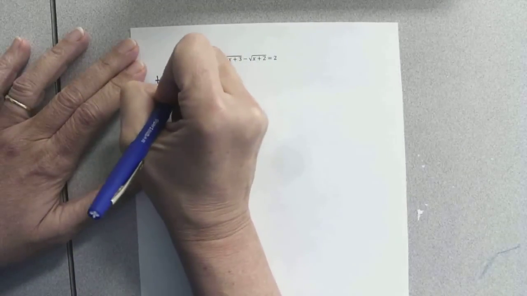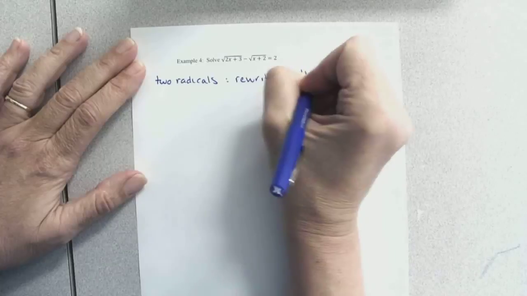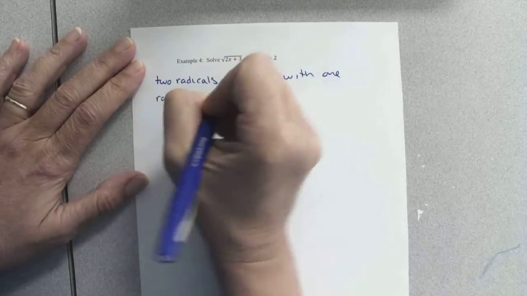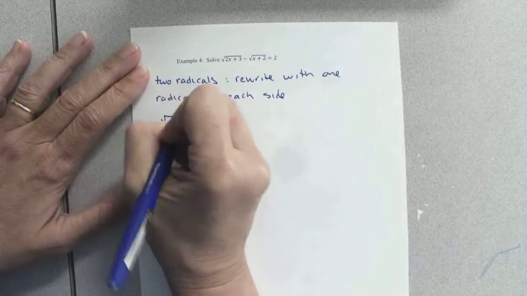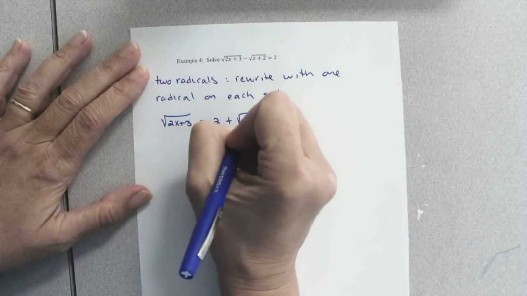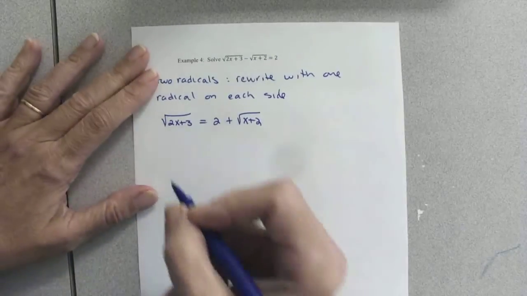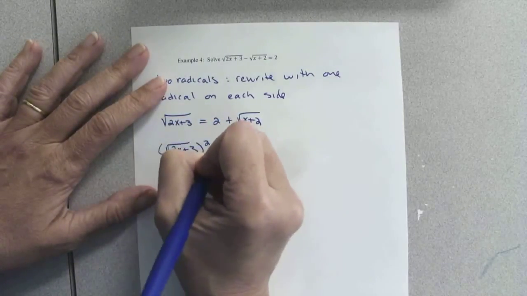Okay, so there are two radicals. So the first thing I want to do is rewrite with one radical on each side. And so it's going to be 2x plus 3 equals 2 plus the square root of x plus 2. Then I'm going to square each side. So just like before, more or less.